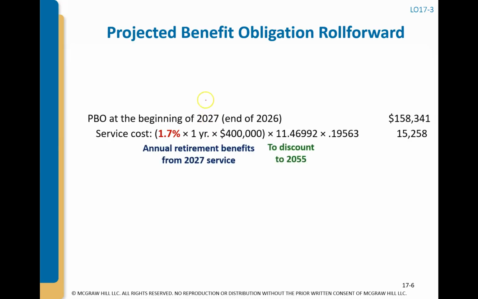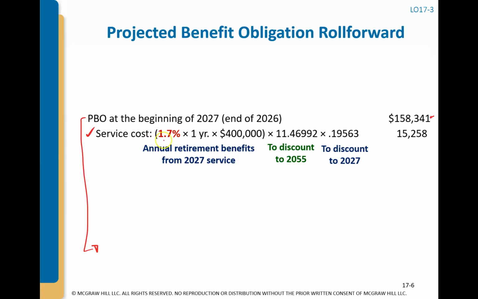Let's do a roll forward of the projected benefit obligation, and let's assume that our beginning balance, or end of 2026, beginning of 2027, our PBO was $158,341. Well, first thing, part of the PBO is the service cost. Because we're rolling it forward from the beginning of 2027 to the end, let's see the items that make up the projected benefit obligation.